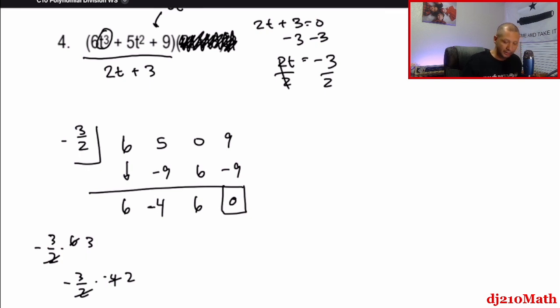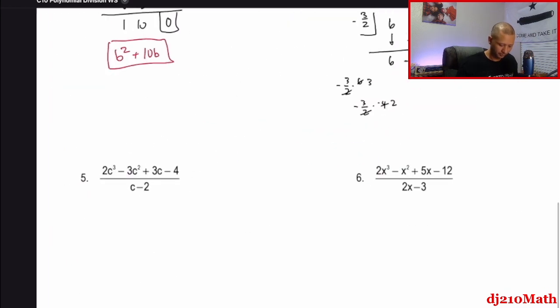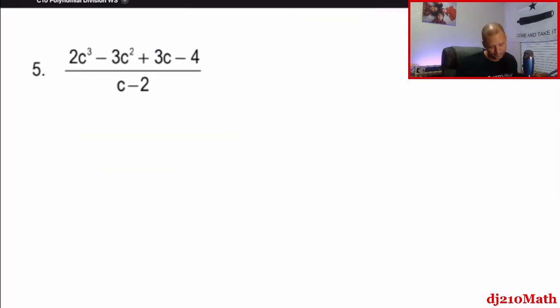The degree was t cubed. So when we decrease that by 1, we're going to get 6t squared minus 4t plus 6. Okay, moving right along. c minus 2. It's going to be in the box positive 2.